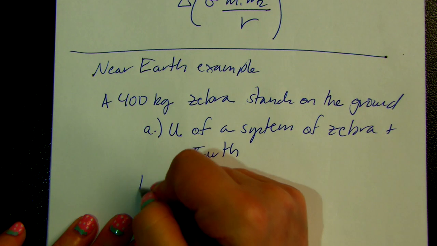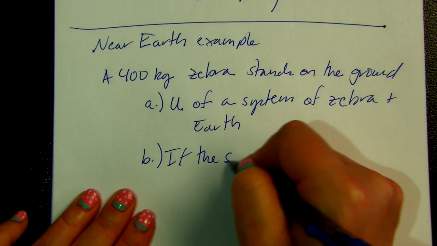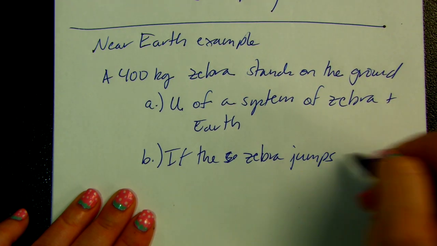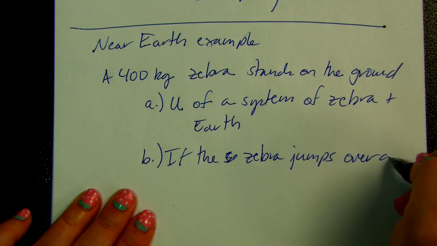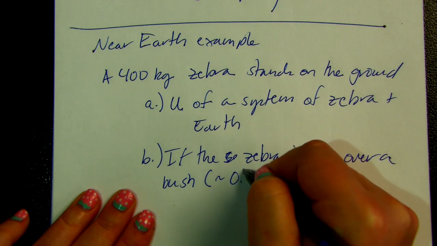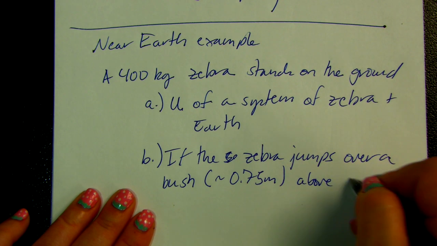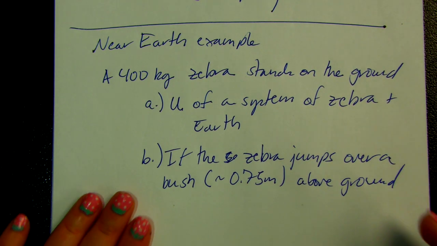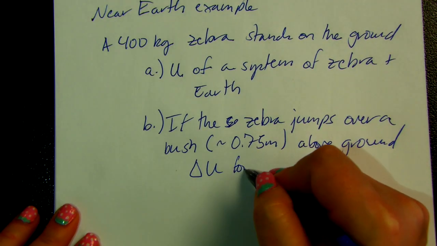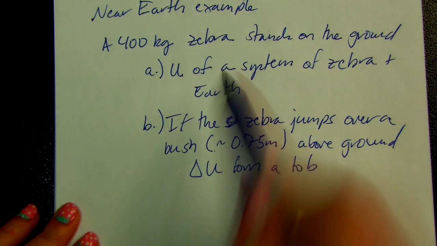So the zebra is standing on the ground. And then we'd like to know what would happen if the zebra jumps over a bush that's approximately 0.75 meters high above the ground. Then what would delta U be from A to B?